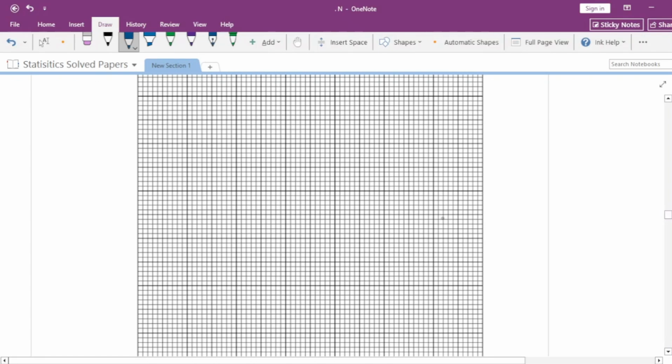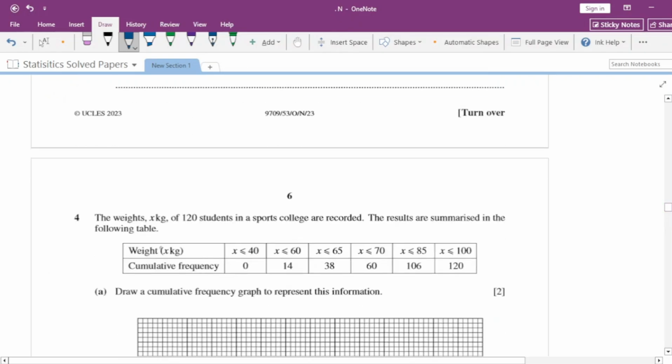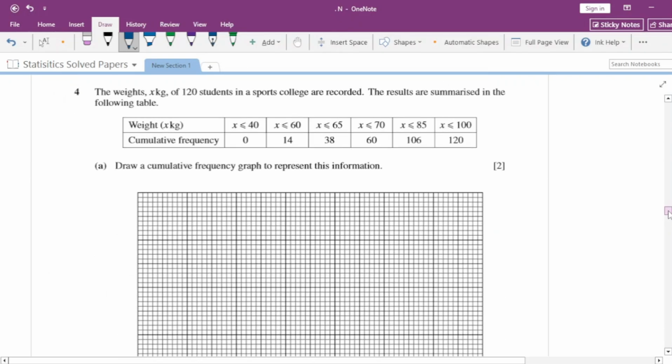Very easy. First of all, very important, you start with labeling the axis, because labeling the axis carries a mark. We would have weight, x, kg. Most of the time, just writing down whatever is given in the table above, right over here, will grant you the mark.